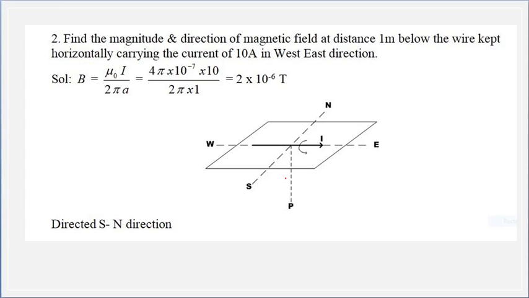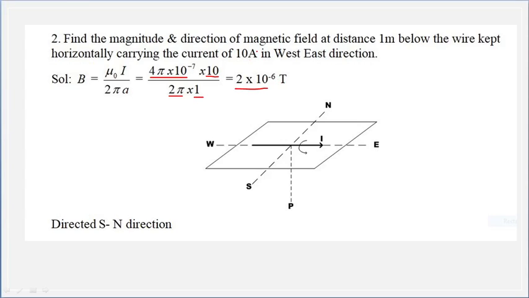Then consider this problem. In problem 2 given in your notes, find the magnitude and direction of magnetic field at a distance of 1 meter below the wire kept horizontally, carrying a current of 10 amperes in the west-east direction. To find the magnitude, it is very simple. The formula is mu naught I divided by 2 pi a. Mu naught is 4 pi into 10 raised to minus 7, I is the current, 10 amperes, 2 pi is 2 into 3.14, and a is given as 1 meter. You will get the answer in Tesla. It is direct substitution.